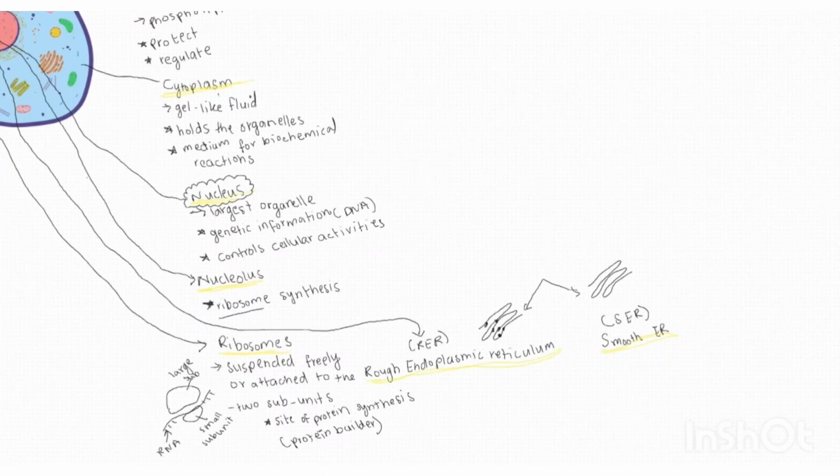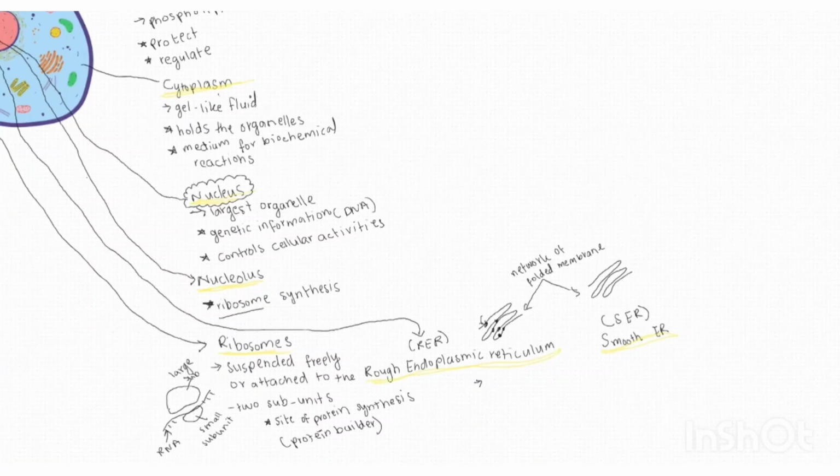So let's compare the 2. So one difference you already saw, which is that, okay, you can see they're both networks of folded membranes, but one has ribosomes attached to it and the other one is smooth. It doesn't have ribosomes attached to it. And the reason is because they both have different functions.